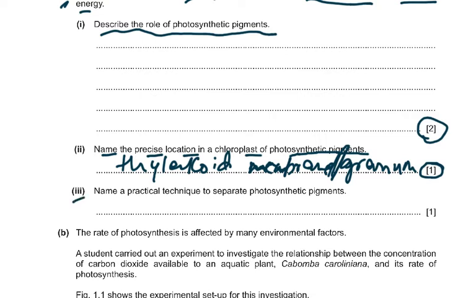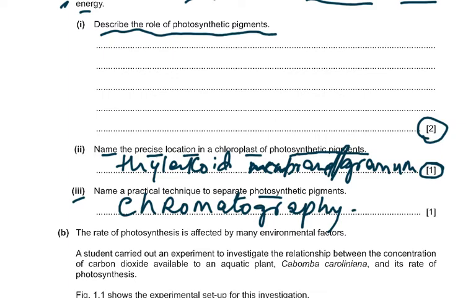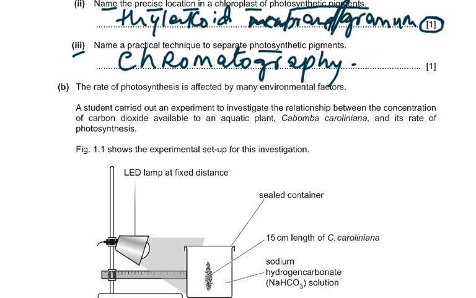Then it says name a practical technique to separate photosynthetic pigments, and that's called chromatography. So that was just the name you wrote and you got a mark for that. Then we're going to go on to the next part of the question.